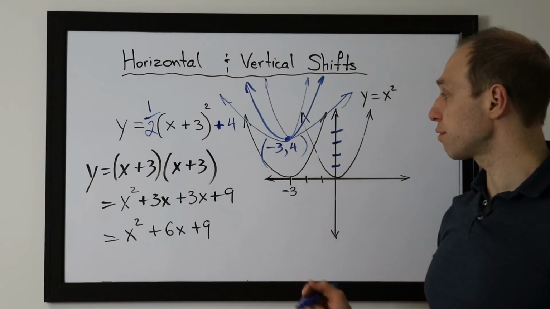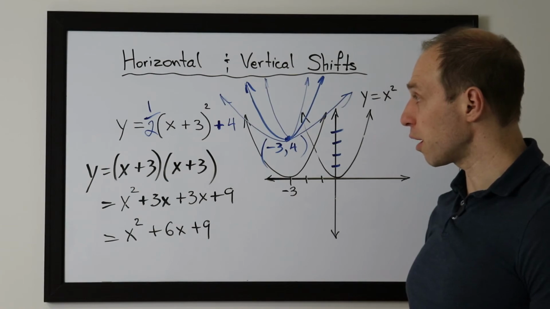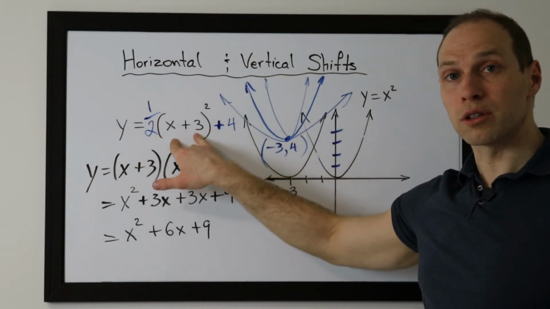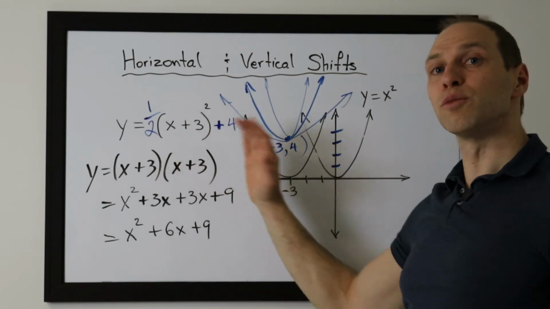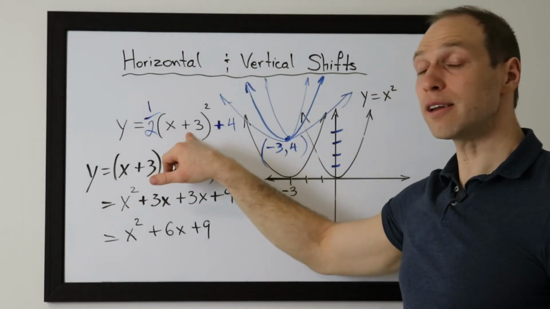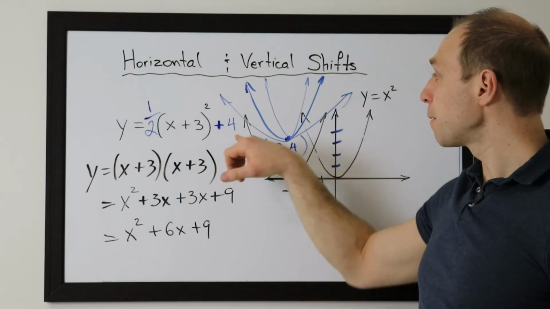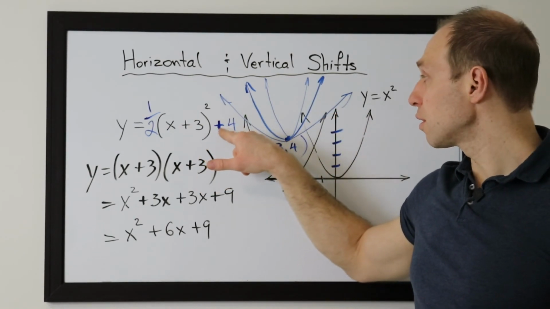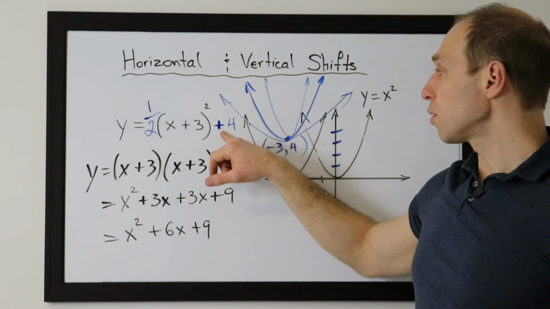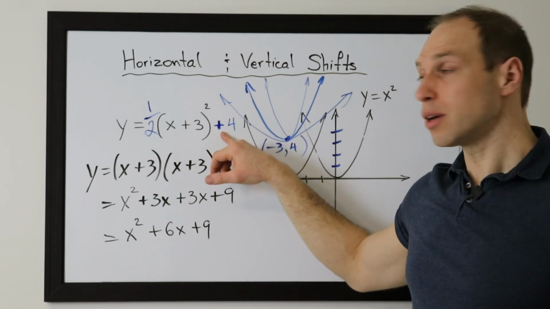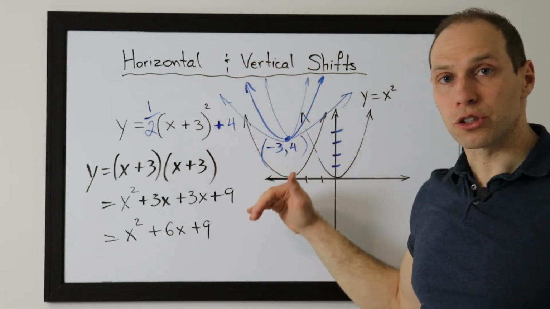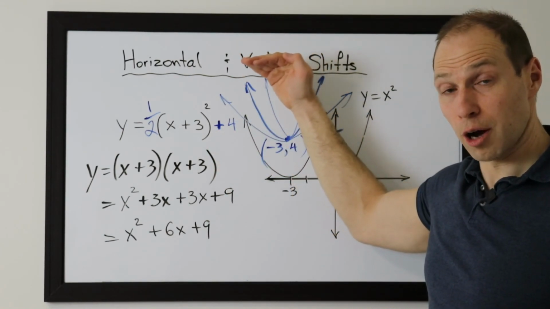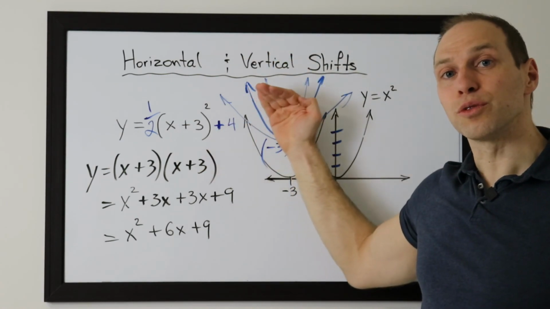I know it's a lot of information, but keep in mind that we have our stretch factor, we have our horizontal shift. If it's positive, it moves towards the left. If it's negative, it moves towards the right. And the number that lags at the end, that whole number or a fractional number, whatever it may be, still represents a vertical shift. In this case, the parabola moves 4 units up. If it was negative, it would move 4 units down.